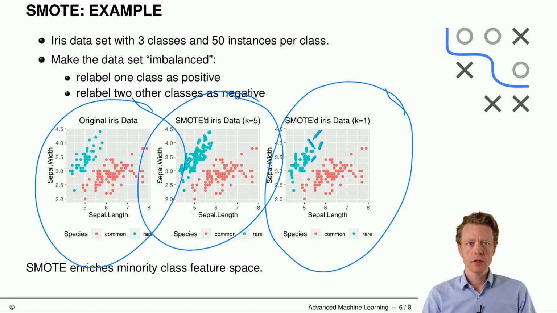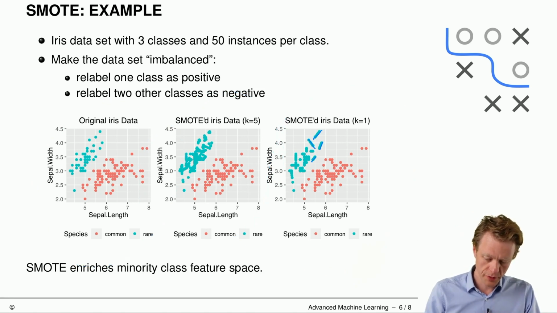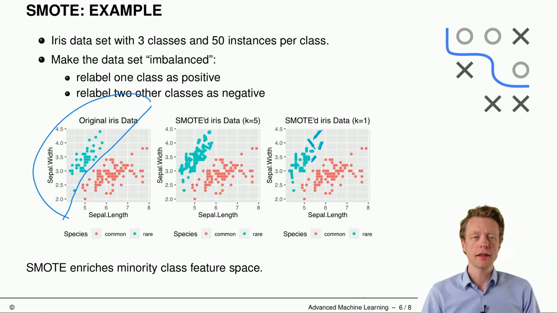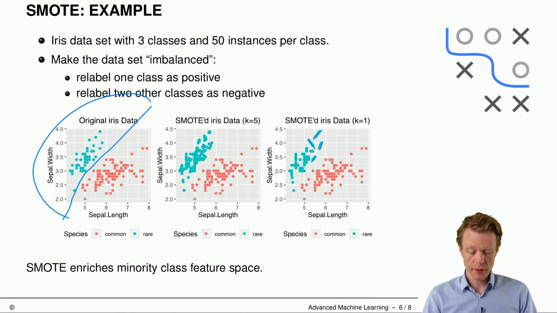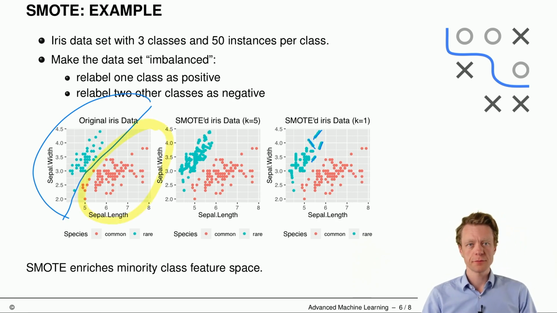And what you see is that SMOTE enriches the minority class feature space. So let's say the minority class feature space is just everything on the upper left-hand side of this separating line or hyperplane, and then the SMOTE algorithm enriches this part of the feature space but leaves the remainder, the other part of the feature space, unchanged.